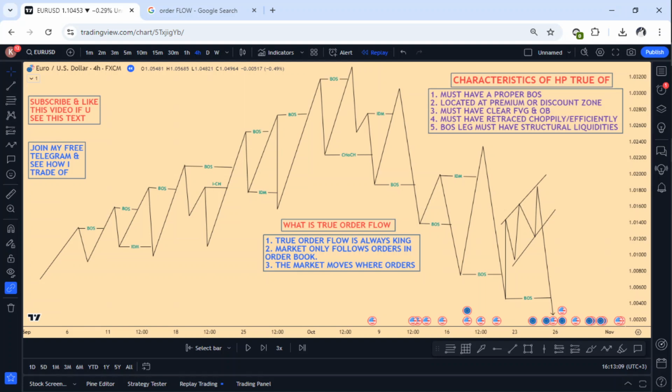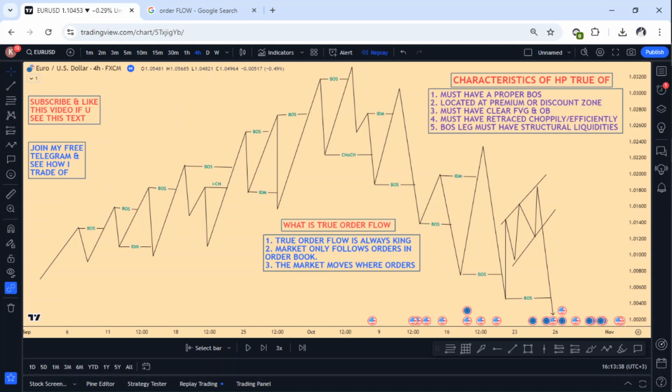Now in today's video we are going to look at what is true order flow, or just high probability order flow. So what I want you to note is that it is from the order flow that we derive order blocks and fair value gaps. So just know that in most occasions it is order flow that works, and not really order blocks and fair value gaps.